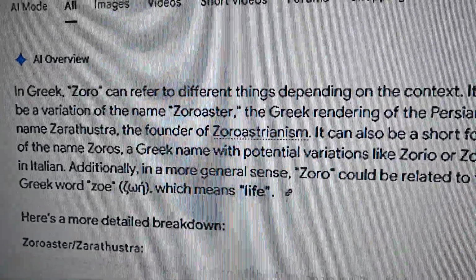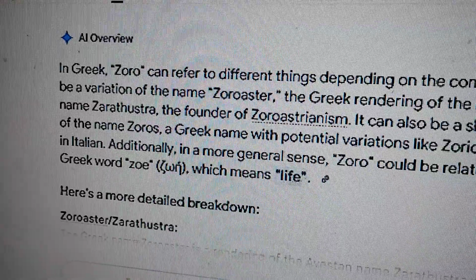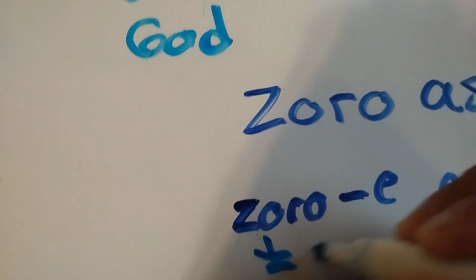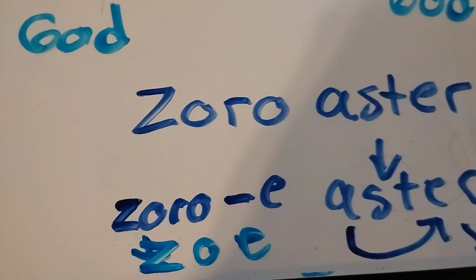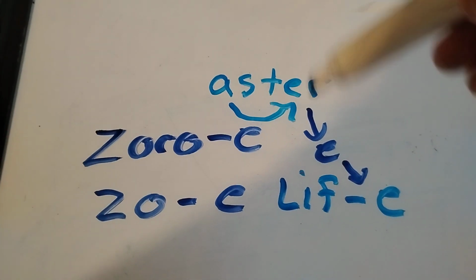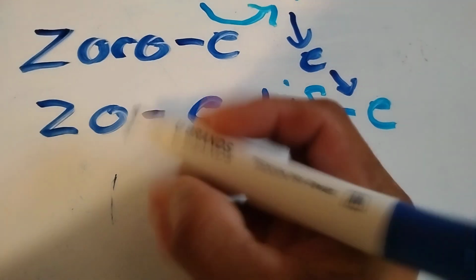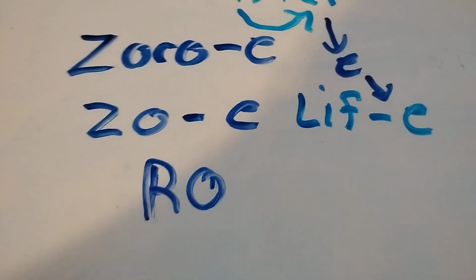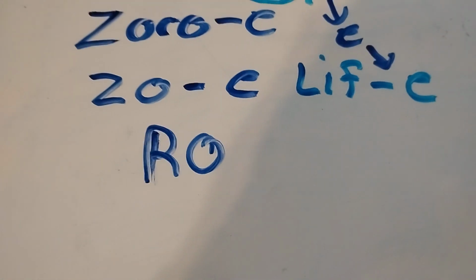Zorro could be related to the Greek word zo, which means life. Oh, I know it is. So now Z-O-E, or zo, and we have life, L-I-F. So we move this over, we drop that down twice. Now what we got here, we got R-O. So what we got left, we got rho here.